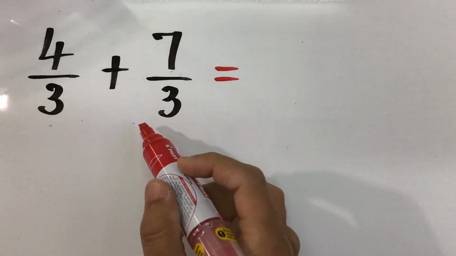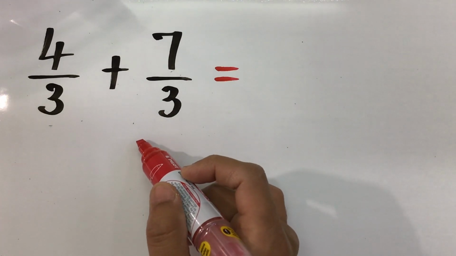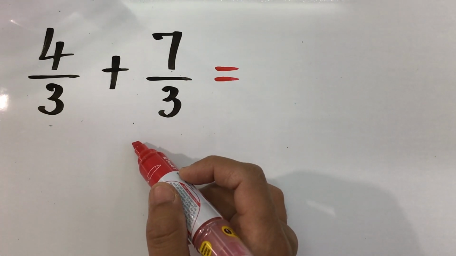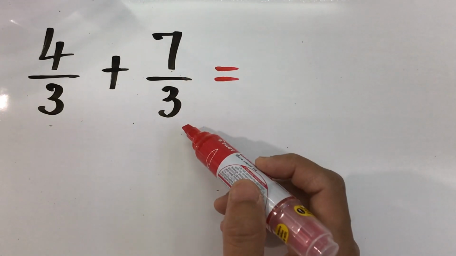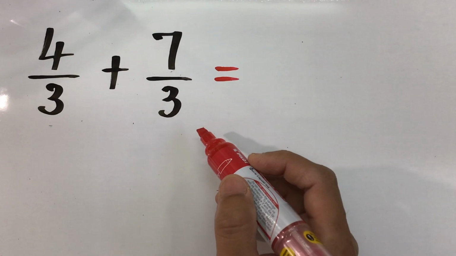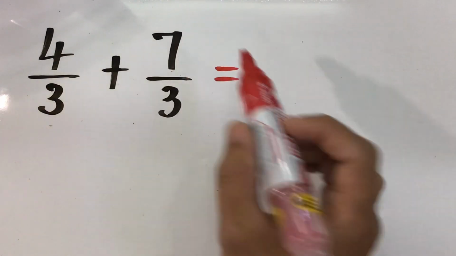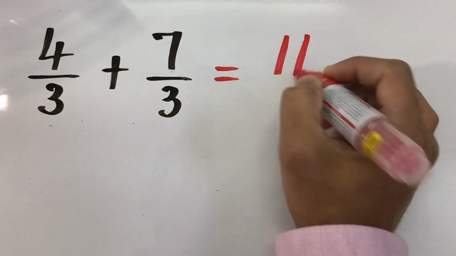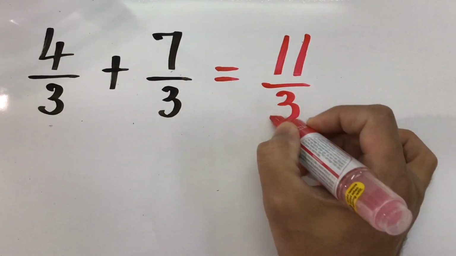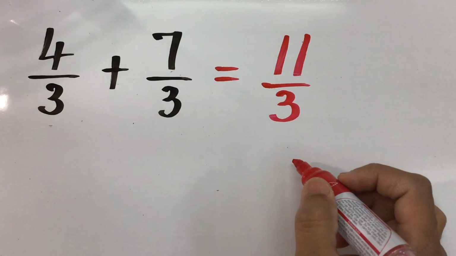In this example, we have to add two improper like fractions. Now what makes them improper is the fact that the numerator is greater than the denominator. Now, like in the first example, we add up the two numerators. In this case, 4 added with 7 gives us 11, and we keep 3 in the denominator as in the fractions. 11 over 3 is your answer.